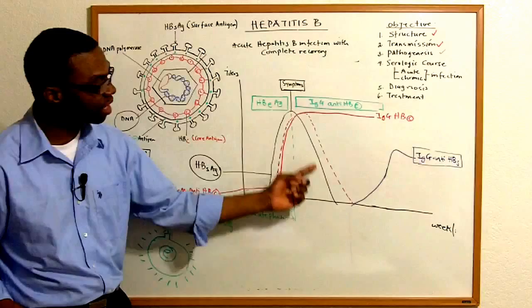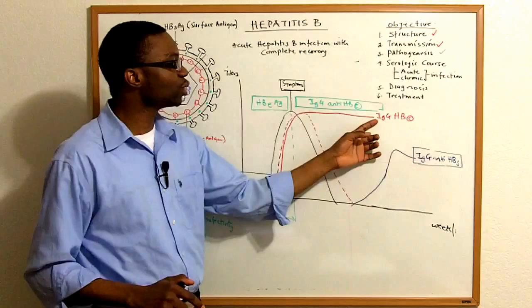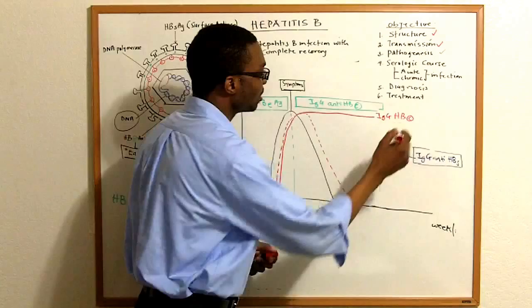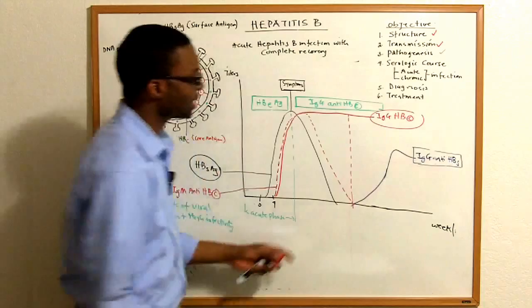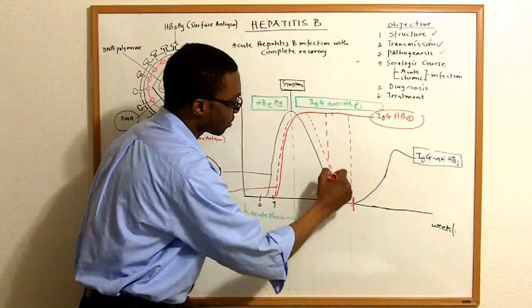The only thing you're going to be able to measure when you catch somebody during the window period, where they still have an infection but it's been cleared, is that you're going to be able to detect this inside their bloodstream. They're going to be making antibodies to the core antigen, because as you can see here, the only thing you'll be able to detect between when the surface antigen is being cleared and the making of this antibody right here is the core. There we go. See how that makes sense?